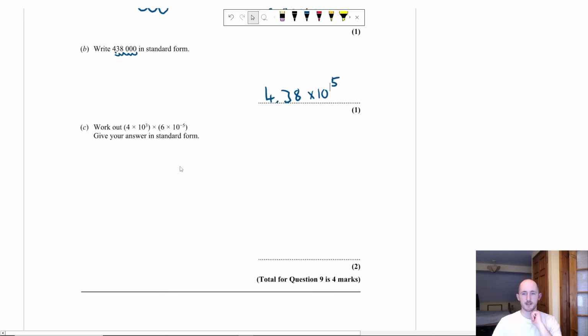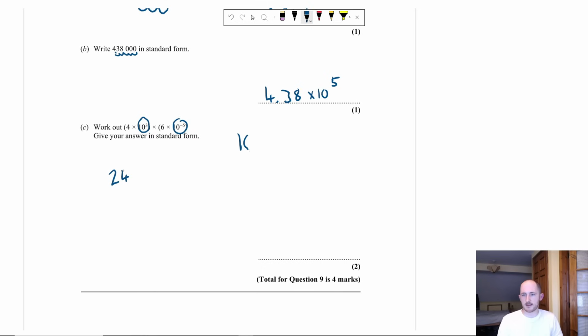Now you have to multiply two standard form numbers. So this seems quite tricky. However, there is a pretty neat trick with standard form. When you multiply or divide two standard form numbers, you can multiply the first numbers first. So 4 times 6 is 24. And then all you do is you multiply the 10s together.